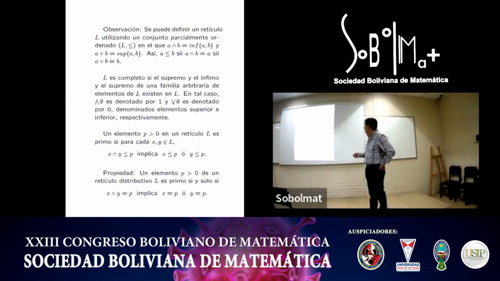All right. We can also define a lattice using a partially ordered set, in which we define the infimum, which we will call A infimum B, or the meet of A and B, as the usual infimum of A and B. That is the greatest lower bound, right? And the same for the supremum. We will say that L is complete if the supremum and the infimum of an arbitrary family exist in L. So in other words, this can be infinite.